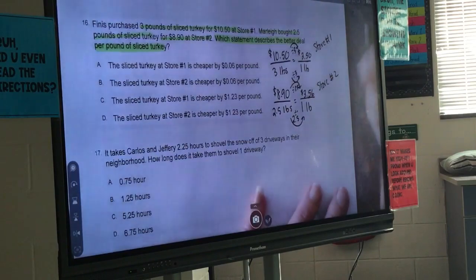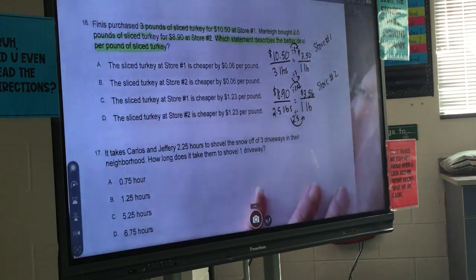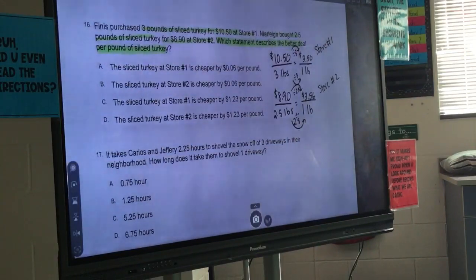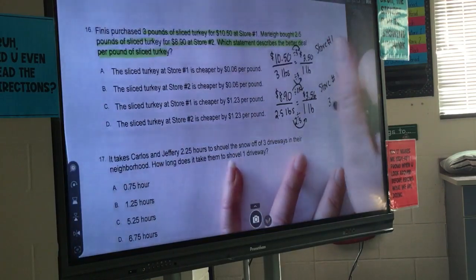What do you have to figure out between store 1 and store 2? Blake? Which one's cheaper? What has the better deal? Well, yes, which one is cheaper, but how do we figure that out based off of our answer choices? Even if I know store 1 is the better deal, that doesn't answer my question based off of the answer choices. So what's the next step I have to do with the price per pound for store 1 and store 2? Isaac. You have to subtract $3.56 by $3.50.